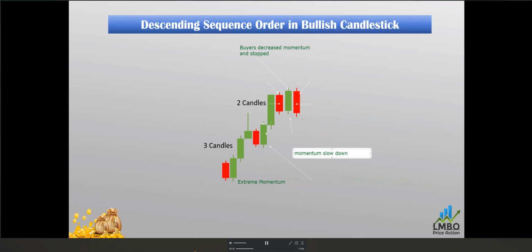And here the momentum is stopped. Here we can see momentum stopped. So these points you have to identify all the time in the market, in the chart. Momentum is stopped. This is showing the momentum slow down. Why? Because before, the momentum was extreme.